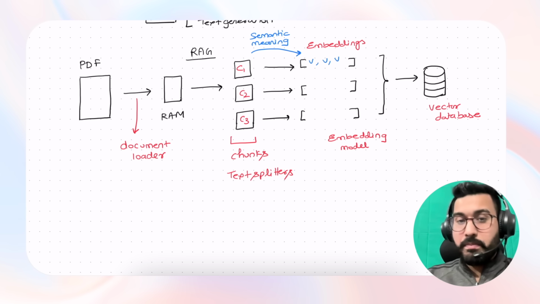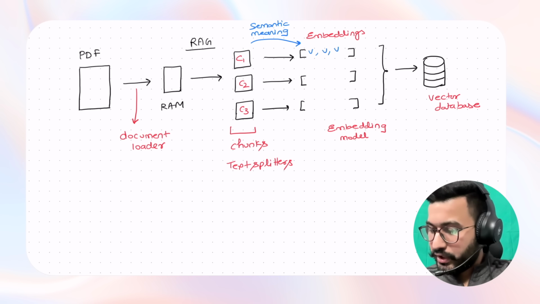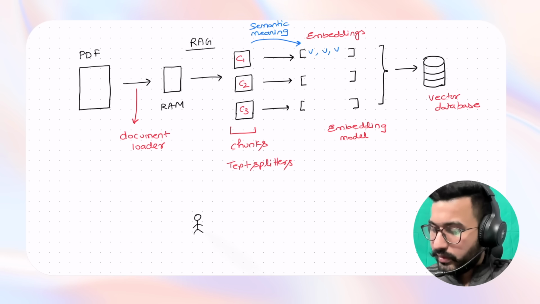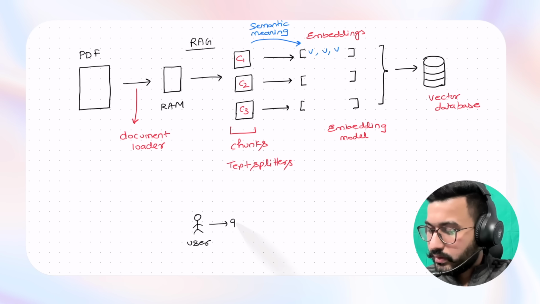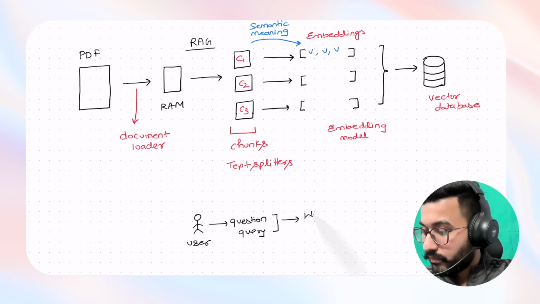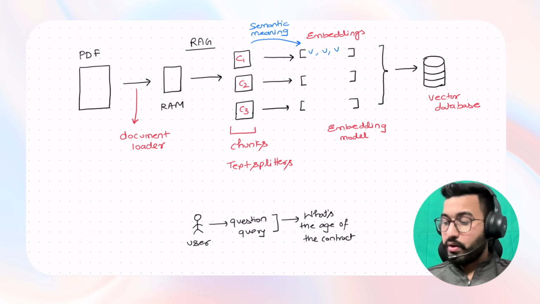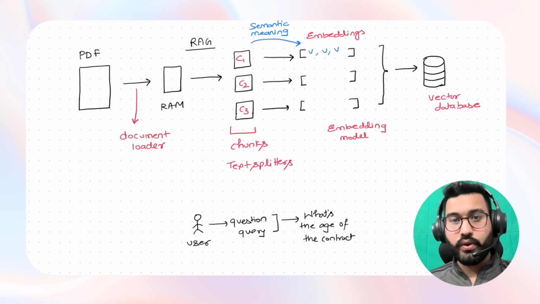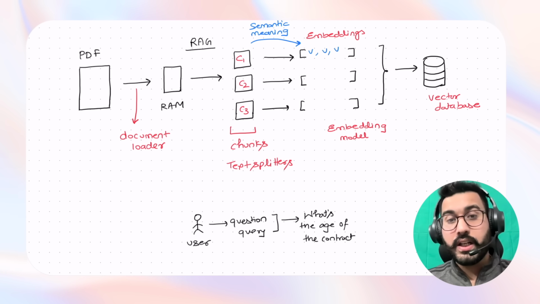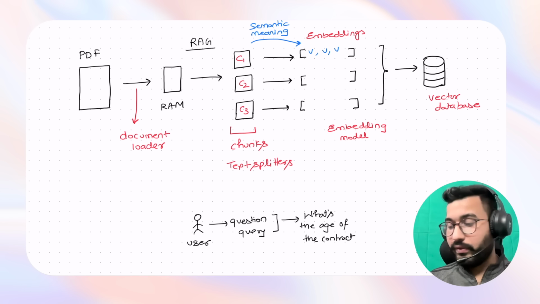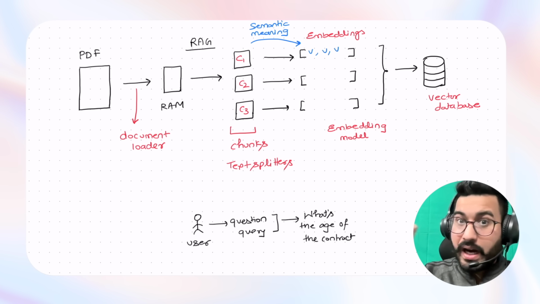Now, the second part of the RAG application will come into the picture. So let's say this is the user. Now the user will ask a question. So this is a question or the query. So let's say the query is, what's the age of the contract? Now, in order to answer this question, I need to first of all find out the relevant chunk which might have the answer to this question from our PDF.